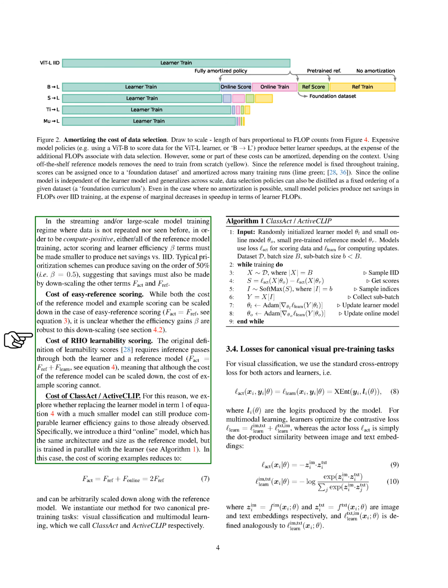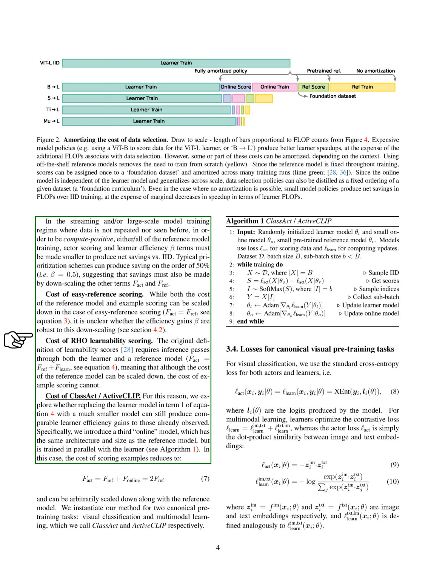In the streaming and/or large-scale model training regime, where data is not repeated nor seen before, in order to be compute positive, either all of the reference model training, actor scoring, and learner efficiency terms must be made smaller to produce net savings versus IID. Typical prioritization schemes can produce savings on the order of 50%, suggesting that savings must also be made by downscaling the other terms. We explore whether replacing the learner model in term 1 of the equation with a much smaller model can still produce comparable learner efficiency gains to those already observed.